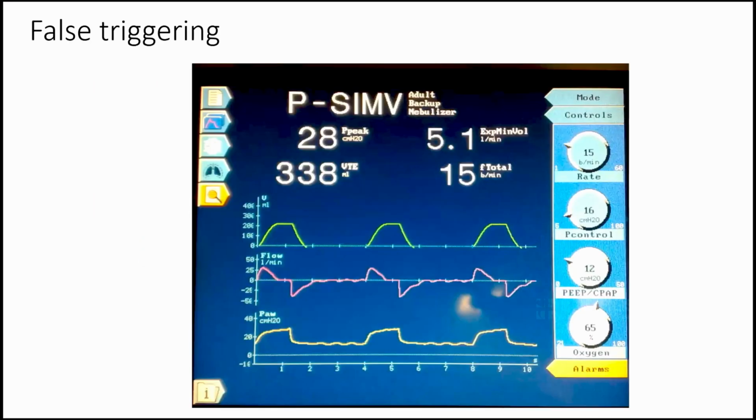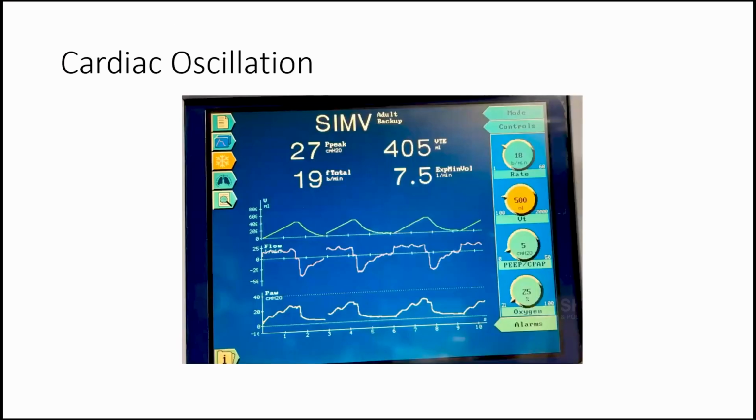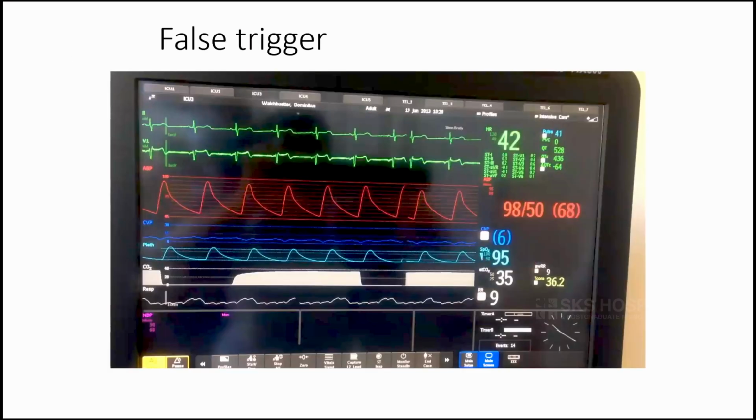So the next is the cardiac oscillation. If you see, there is a regular oscillation on this graph. When the cardiac oscillations are strong enough, they cause a change in the intrathoracic pressure, and that can actually trigger the ventilator, especially if your sensitivity is kept high. So that's a cardiac oscillation. In this picture you can see a larger variation in the pressures and the flow. We'll see how it actually increases the respiratory rate.